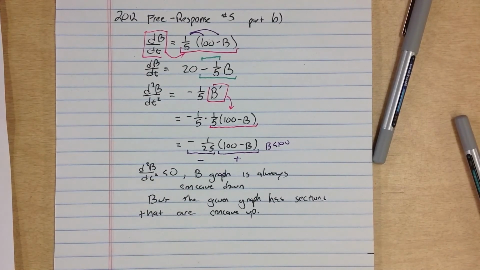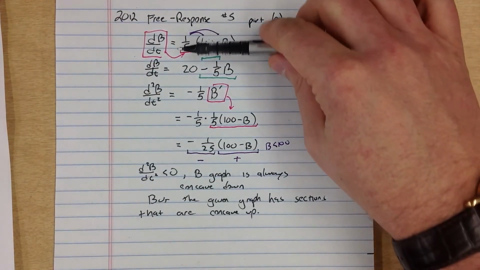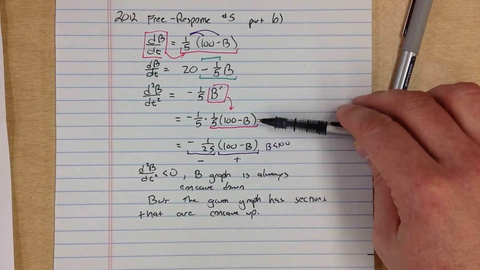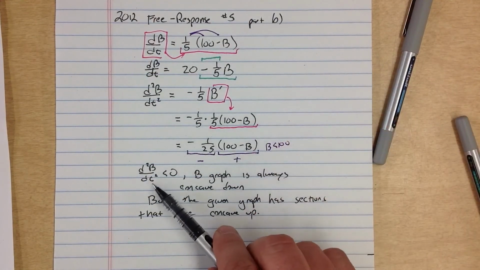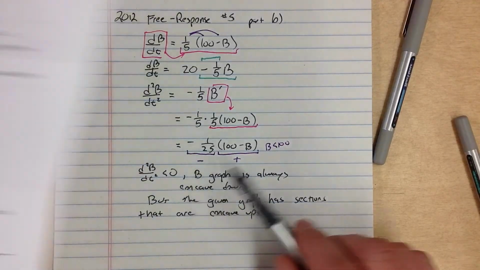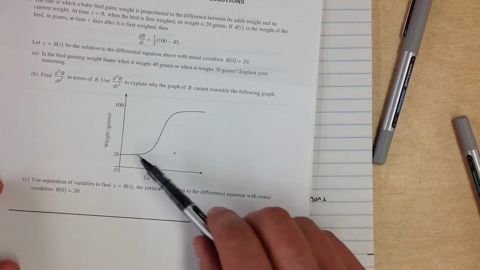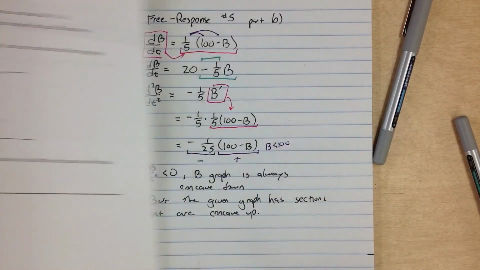And now we've finished part B. So we've determined d squared b dt squared in terms of b, it's here, and then we said because that second derivative is always negative, this graph cannot be the graph of b because this graph has a concave up part. And that's part B.